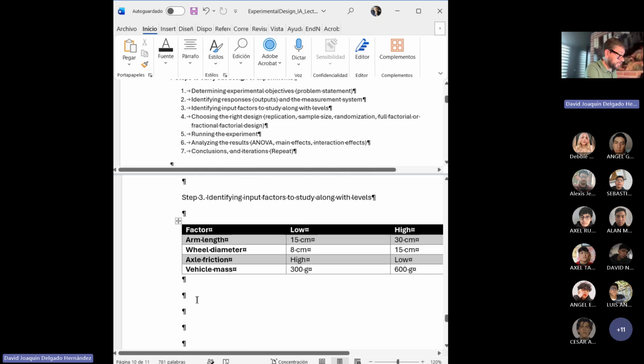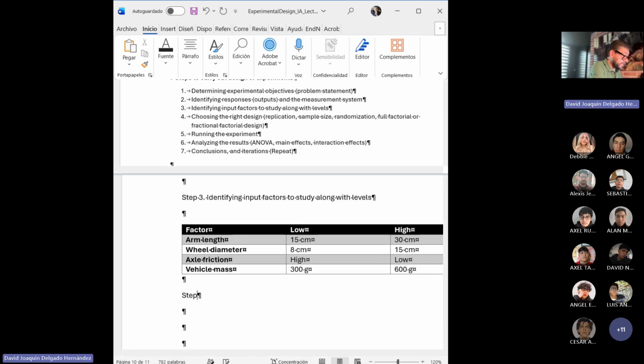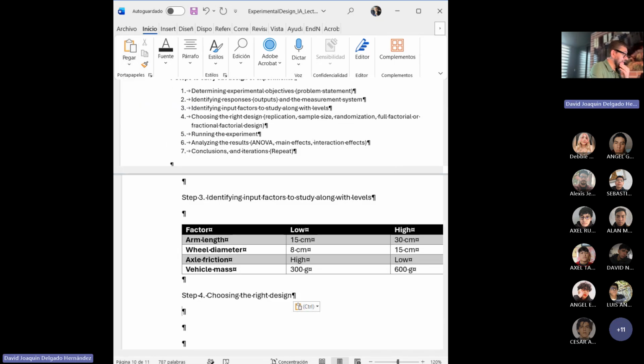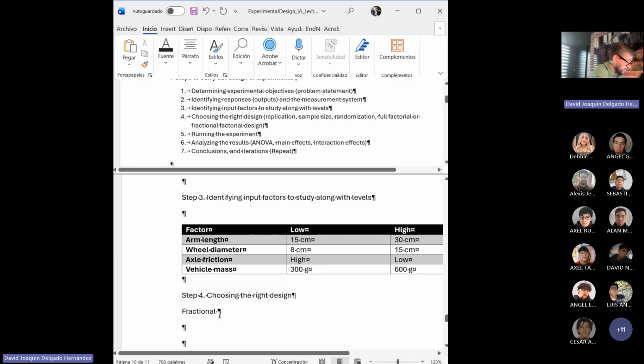Okay, let us now move on to step number 4. Step 4, I am going to copy this, paste it, choosing the right design. Well, in this case, because I want to save money, I don't want to carry out a lot of experiments, I am going to choose the fractional factorial design.